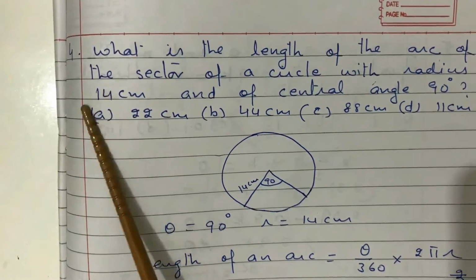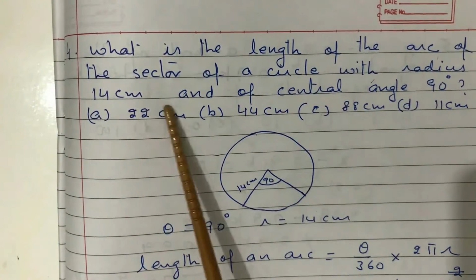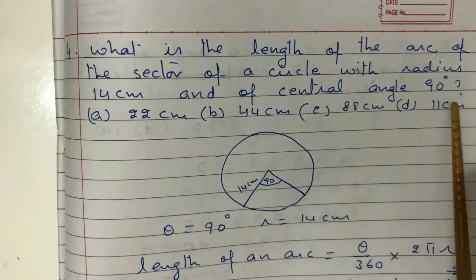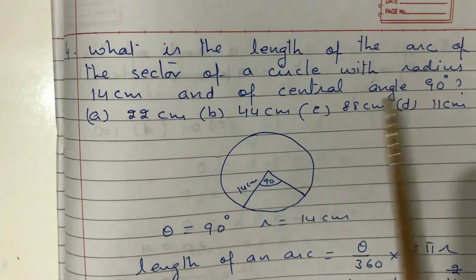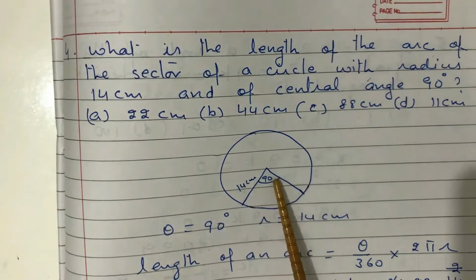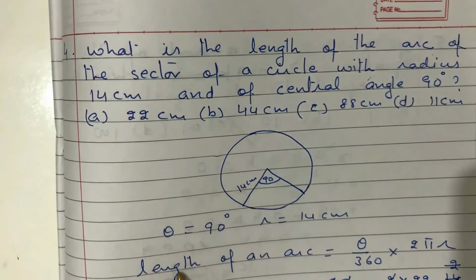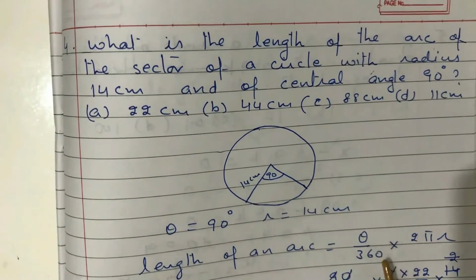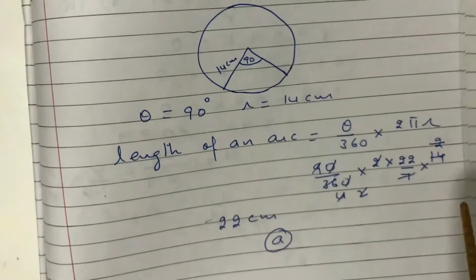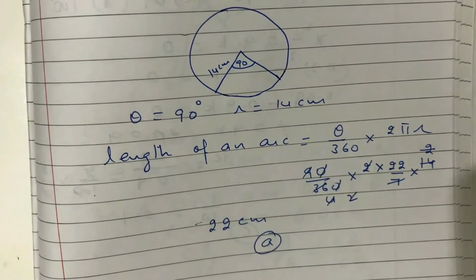Now its fourth question is, what is the length of the arc of the sector of a circle with radius 14 centimeter and the central angle 90 degree? There are 4 options. You have to find the length of the arc if the angle is given 90 degree and radius is given 14 centimeter. Write the formula for the length of an arc, that is theta by 360 into 2 pi r. Substitute the values, you will get 22 centimeter. So A is the option.